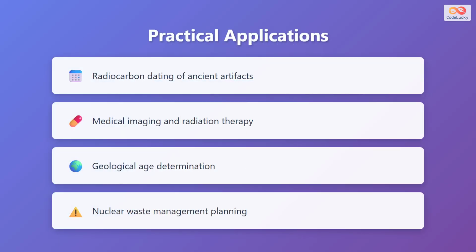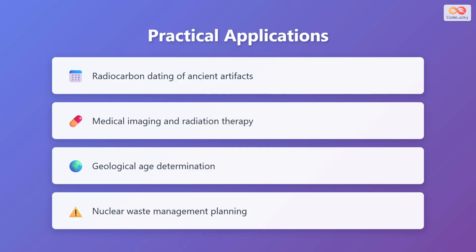Half-life knowledge has numerous practical applications across many fields. Radiocarbon dating uses carbon-14's known half-life to determine the age of ancient artifacts and fossils. In medicine, isotopes with appropriate half-lives are selected for imaging procedures and radiation therapy to minimize patient exposure while maximizing effectiveness. Geologists use isotopes with very long half-lives, like uranium-238, to determine the age of rocks and the Earth itself.